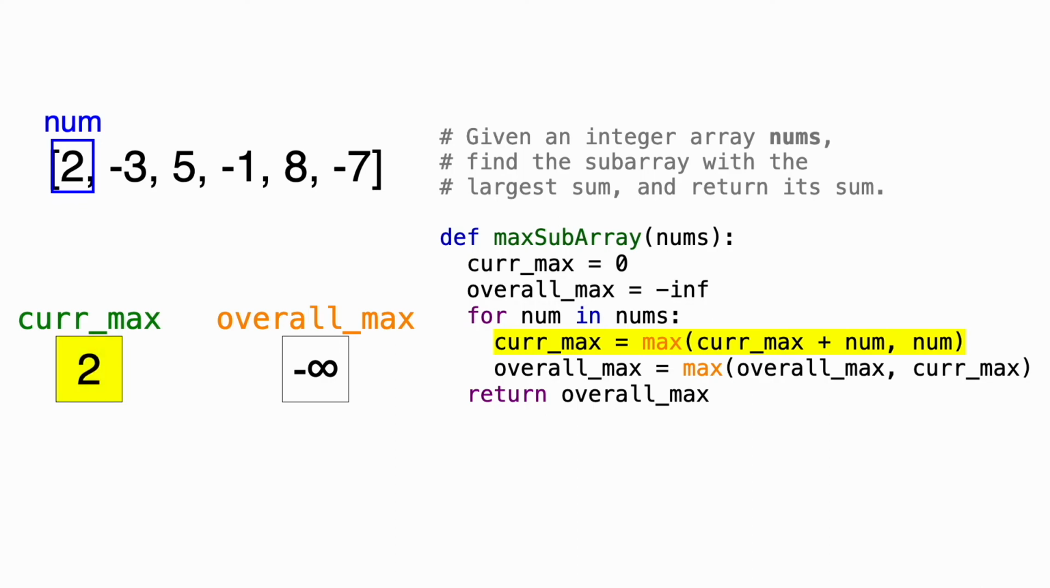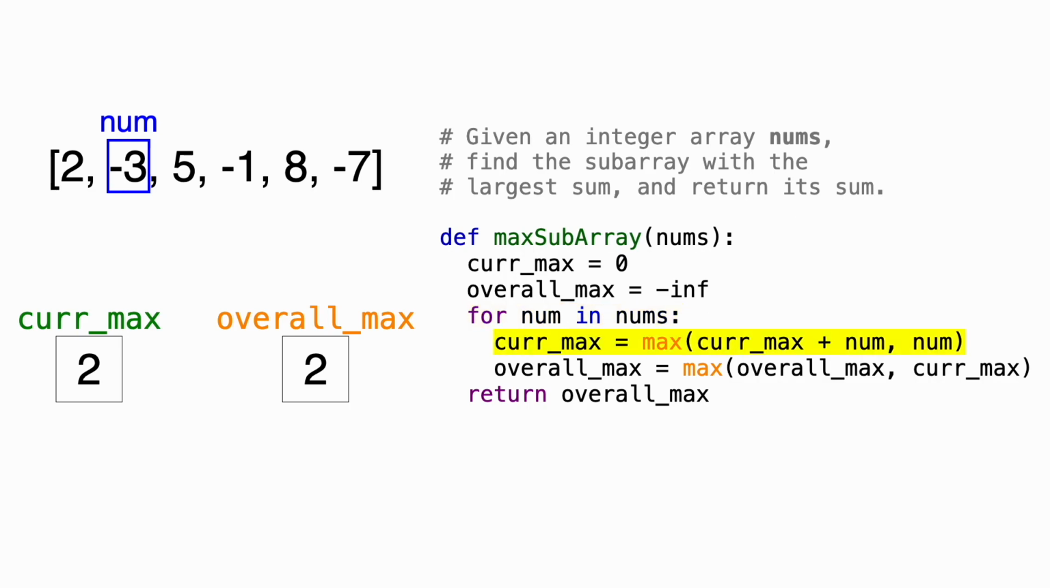initialized to 2. Then we'll update overall max so that it always contains the largest current max encountered so far. So right now, the current value of overall max is negative infinity, and current max is 2, so let's update overall max to be 2. And this is the reason why we initialized overall max to negative infinity. It's so that on the first iteration, it's guaranteed to take on the value of current max, even if current max is negative. Then we'll go to the next number, which is negative 3.